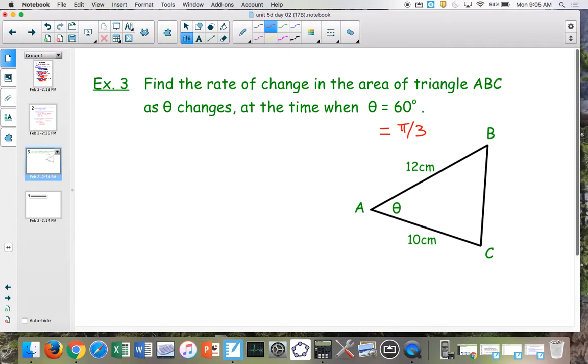So when we have a triangle, we need to remember the formula for the area of a triangle. So 1/2 the product of the two sides times the sine of the angle between them. So that's an area function for us, and A is going to be a function of theta. So we're going to write an area function in terms of theta.